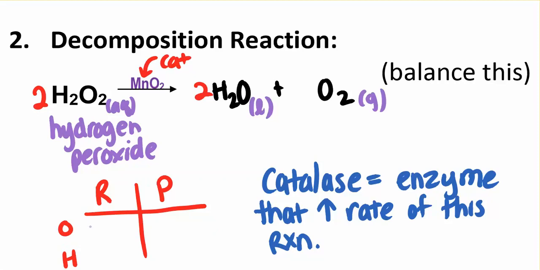So how many oxygen atoms in the reactants? We have 2 times 2, that's 4. How many oxygen atoms in the product? We have 2 here, because this multiplies through the whole thing, and 2 there. So that's a total of 4 oxygen atoms in the product. For hydrogen in the reactants, we have 2 times 2, that's 4. In the product, 2 times 2, that's 4. So this is balanced. We have the same number before and after the reaction.